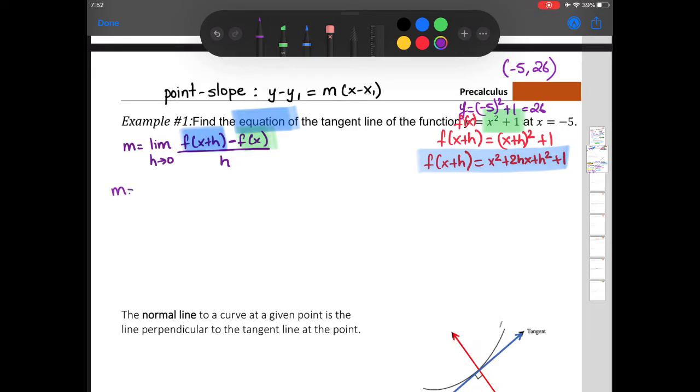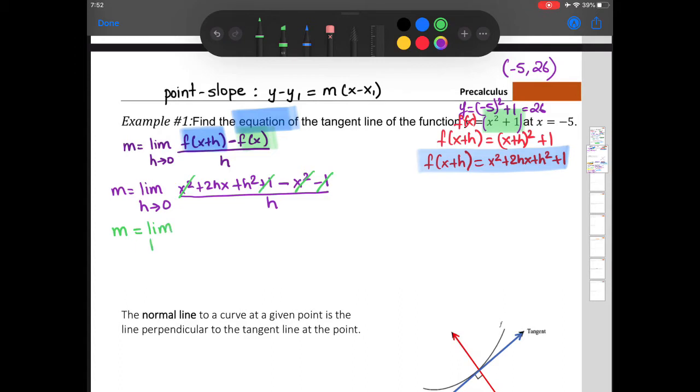So it's going to be m equals limit as h approaches 0, x squared plus 2hx plus h squared plus 1 minus, remember there's a minus sign, so if I was to distribute that minus sign, this whole thing will become negative, right? All over h. I'm going to cancel out my ones and my x squares, they cancel out. Now if I was to apply the limit here, or substitute h with 0, I get a 0 over 0, which is what we don't want or we can't have.